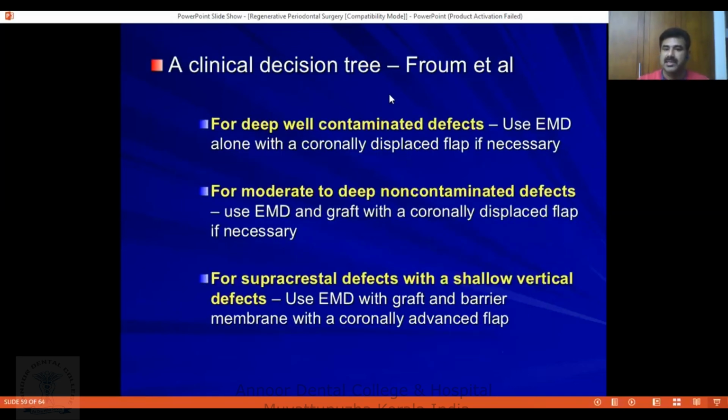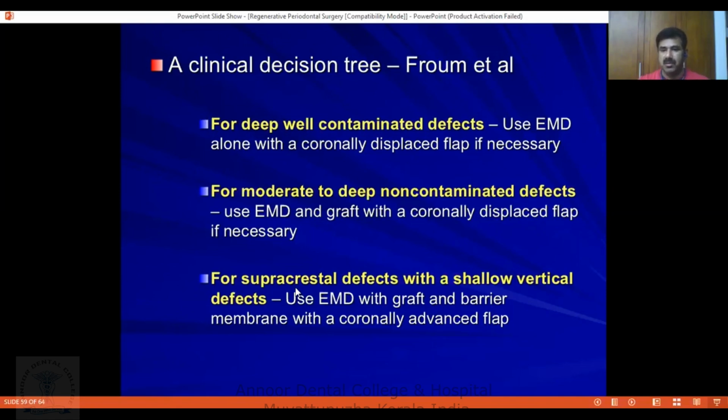A clinical decision tree has been put forward by a person known as Cortellini. According to him, for a deep, well-contained, easier defect, you can use an enamel matrix protein alone with a coronally advanced flap. That is what they say, and we are talking about an isolated defect. But if it's a moderate or a deep non-contained defect, again, you can use enamel matrix protein, you can use bone graft, and place a coronally advanced flap.